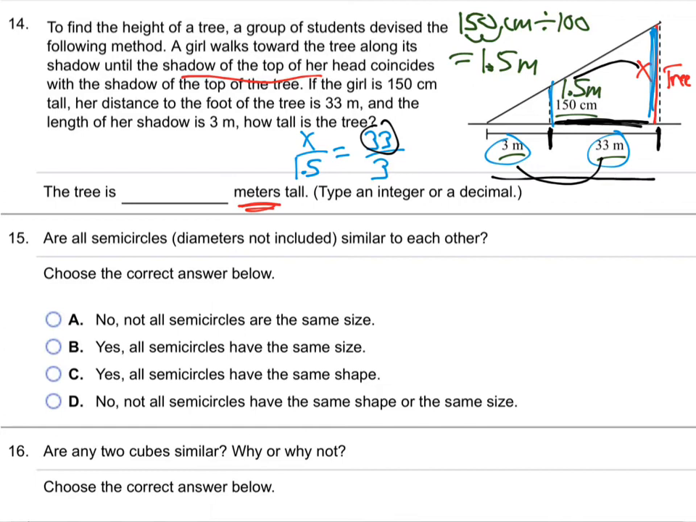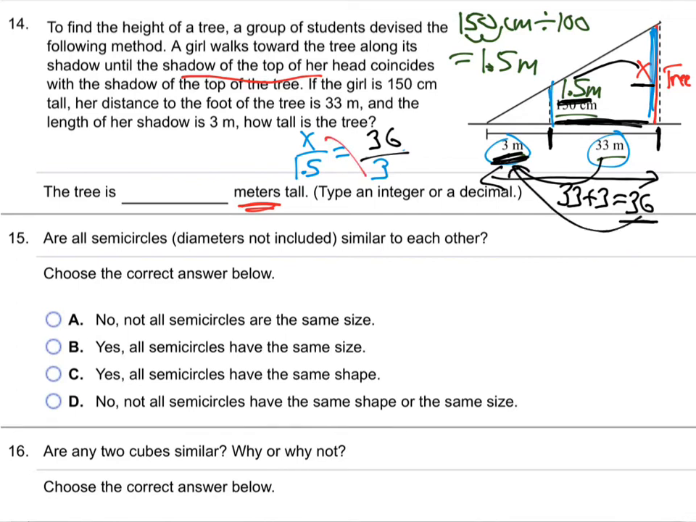What is the entire bottom of the big triangle? 33 plus 3, 36. 36 is the bottom of the whole triangle. Let's change this. So now it's good. Now we're going right to right, bottom of the whole to bottom of the little. Right? 36 to 3. So now it'll work.